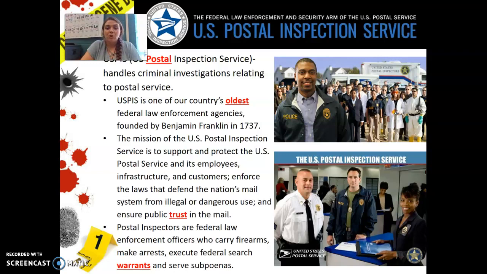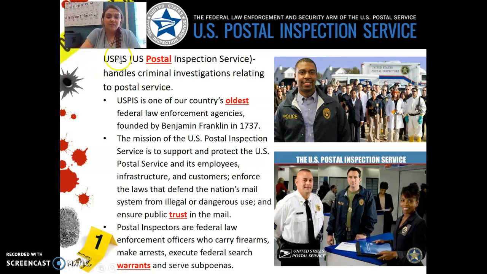So you could also work for the U.S. Postal Inspection Service. That is the USPIS. So it is through the mail. Several people send illegal things, even things to hurt people, through the mail, and they would be the ones in charge of making sure that that doesn't happen.